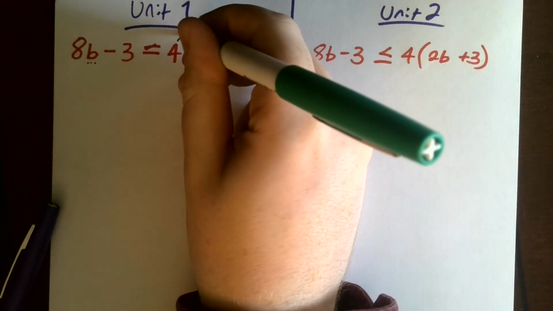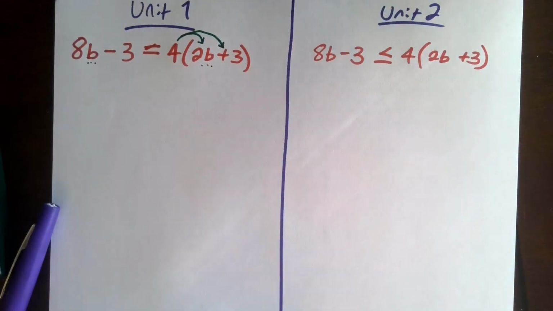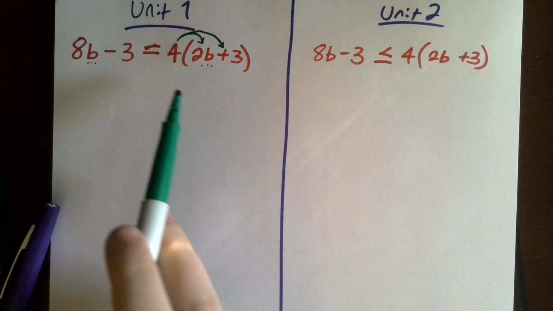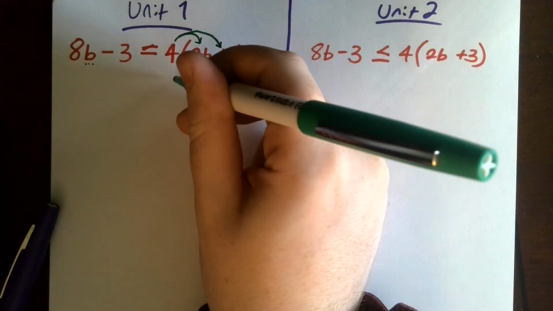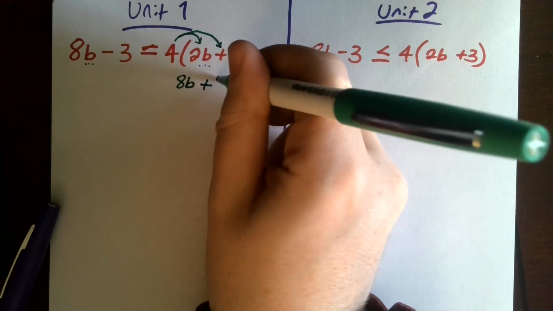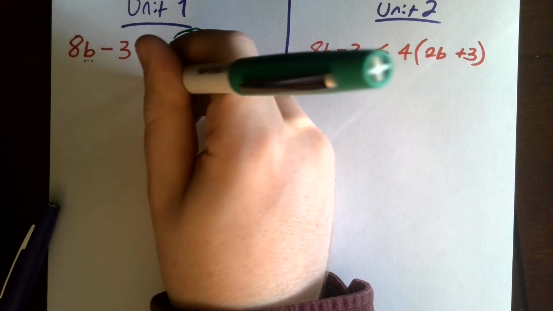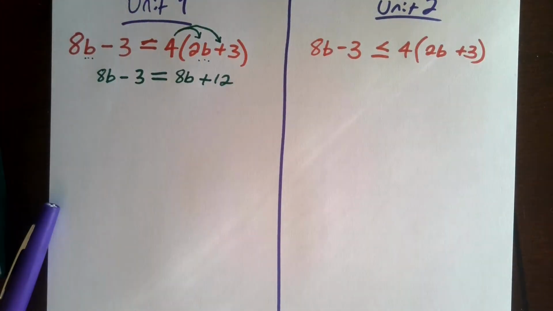The key is this 4 outside of the parentheses. Anytime you have a number outside of parentheses, it means you can multiply it to everything in the parentheses. So 4 times 2b is 8b. 4 times 3 is positive 12. So we're left with 8b minus 3 equals 8b plus 12.